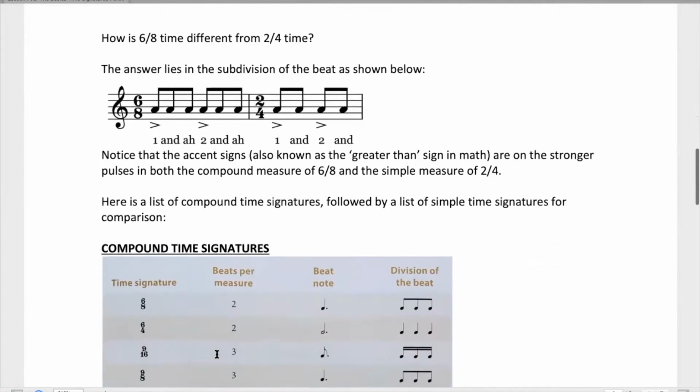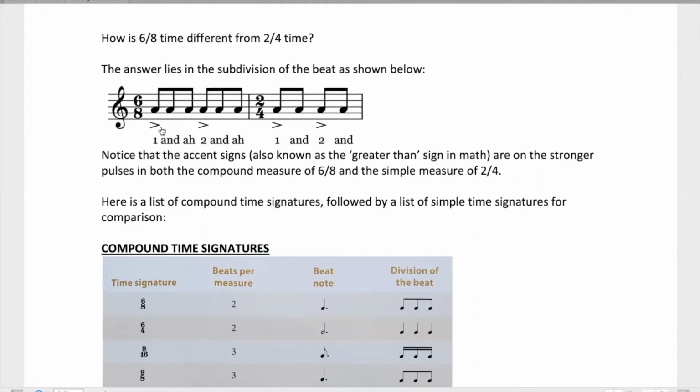How is 6/8 time different from 2/4? Well, the answer lies in the subdivision of the beat, as shown below. Notice that the accent signs, also known as greater than signs in math, are on the stronger pulses in both the compound measure of 6/8 and the simple measure of 2/4.